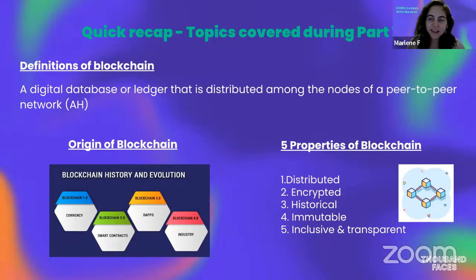We talked about the history and the origin of blockchain. We know that Bitcoin was one of the first currencies that brought this technology to us, and it's evolved a lot from there. At the beginning, the main use of blockchain was currencies. It has developed into smart contracts, decentralized apps, decentralized finance, and many more to come. And finally, we went over the 5 properties of blockchain. Just to remind you, it's distributed, encrypted, historical, immutable, and inclusive and transparent. So that's just a quick overview to refresh your memory.